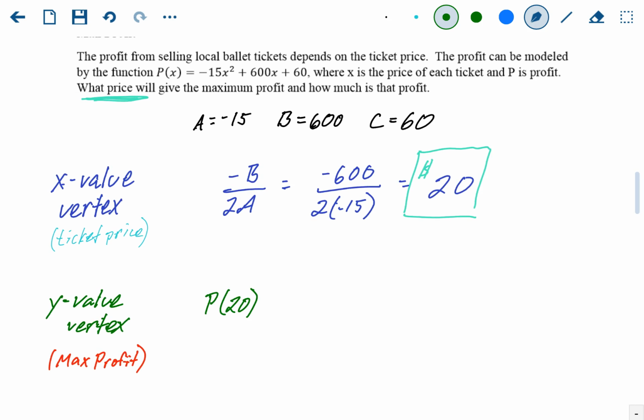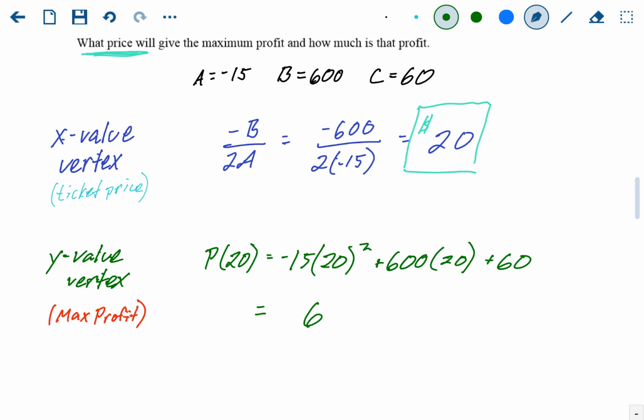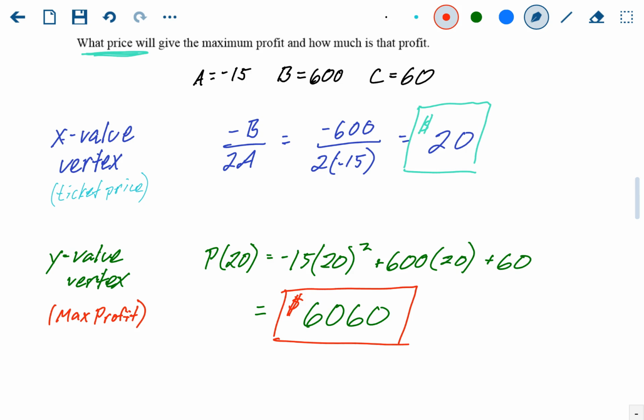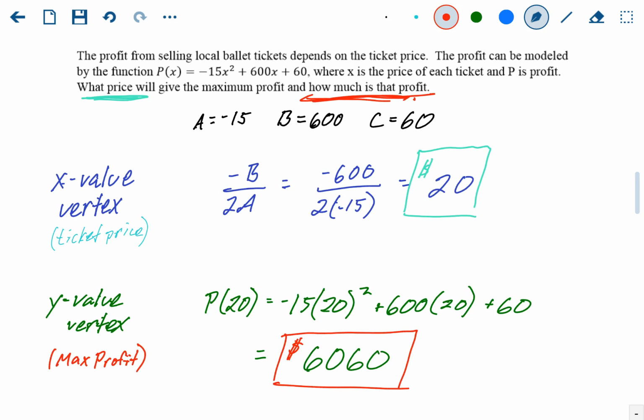All right, and to find that, we're just going to plug in 20 into the equation. So negative 15 times 20 squared plus 600 times 20 plus 60 gives you a maximum profit of $6,060. That is the maximum profit. So you sell $20 tickets, you're going to max out your profit at $6,060.